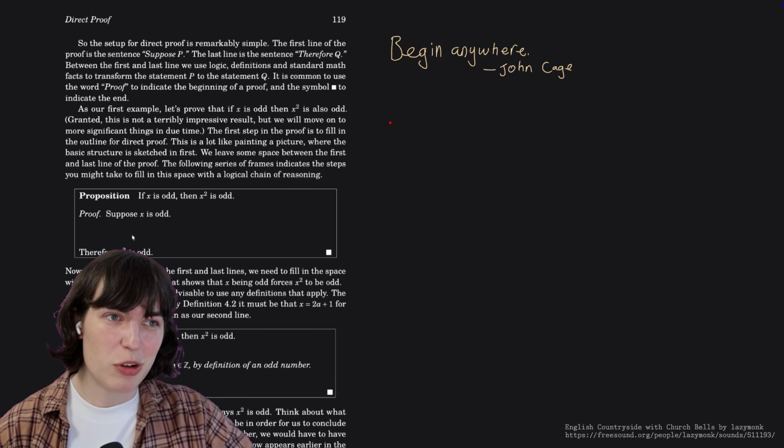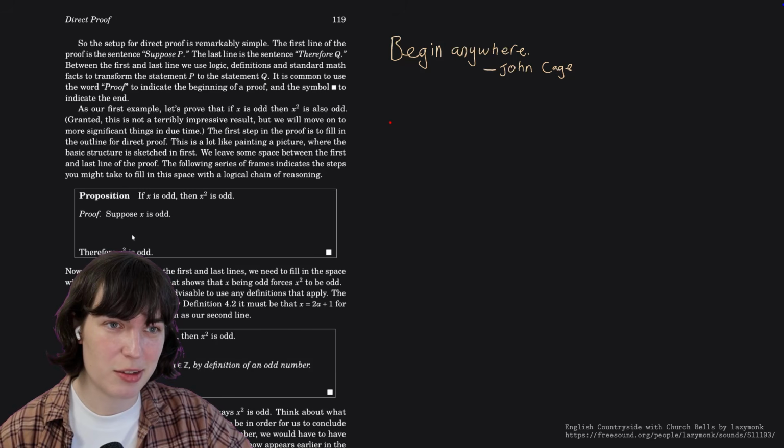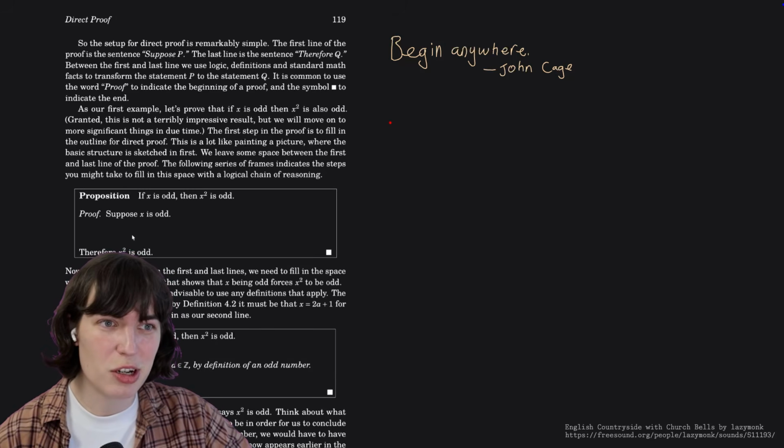So the setup for direct proof is remarkably simple. The first line of the proof is the sentence suppose P. The last line is the sentence therefore Q. Between the first and the last line we use logic, definitions and standard math facts to transform the statement P into the statement Q.